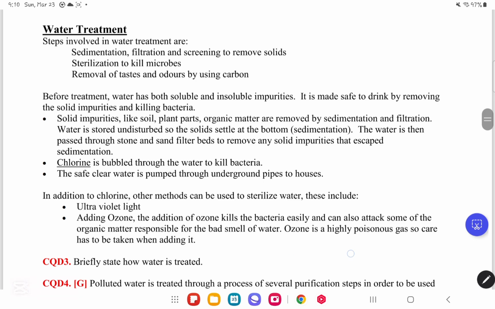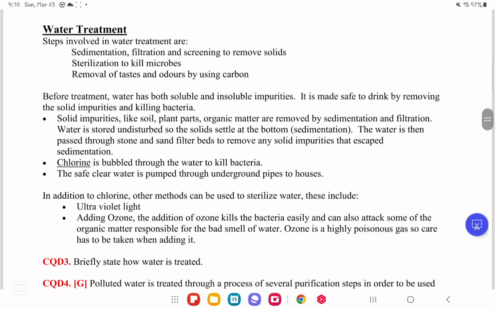Okay, so before treatment, water has both soluble and insoluble impurities. It is made safe to drink by removing the solid impurities and killing bacteria. The solid impurities like soil, plant parts, and organic matter are removed by sedimentation and filtration. Water is stored undisturbed, so the solids settle at the bottom. This is sedimentation. The water is then passed through stone and sand filter beds to remove any solid impurities that escaped sedimentation. After that, to purify the water and kill the microbes, we add chlorine.